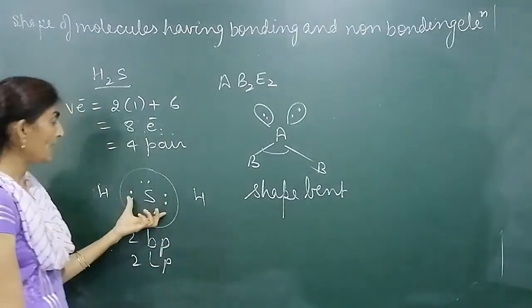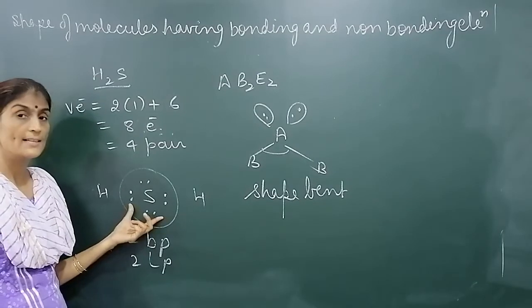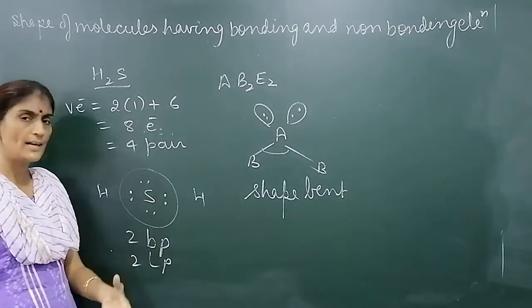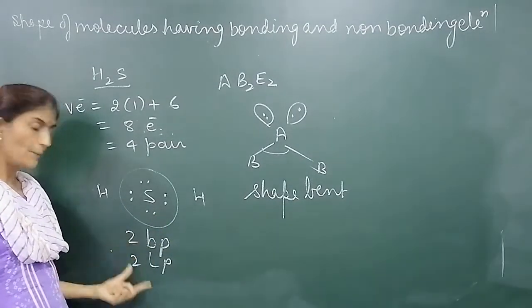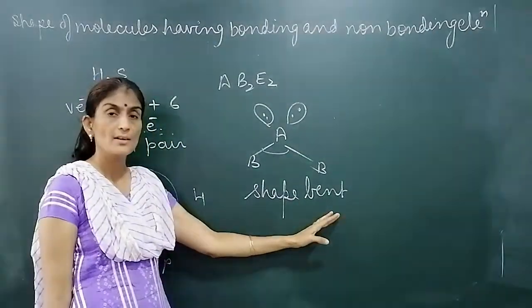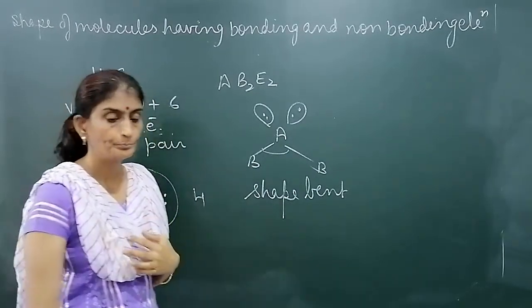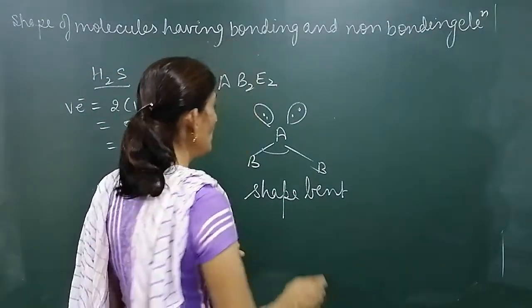Okay, so first find out how many electron pairs are around the central atom. Whether it has 2 pairs, 4 pairs, 5 pairs. Find out that, and then compare it. 2 lone pairs, 2 bond pairs, so it is AB2E2 type. AB2E2 means shape will be bent. Geometry will still be tetrahedral. Clear?